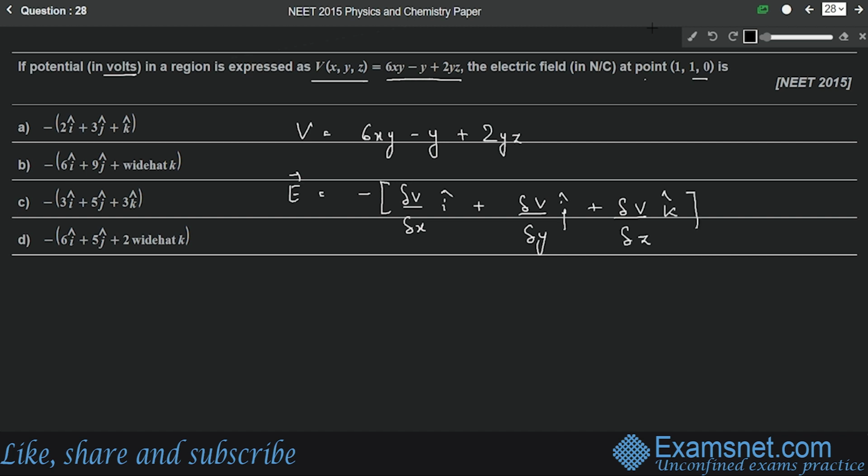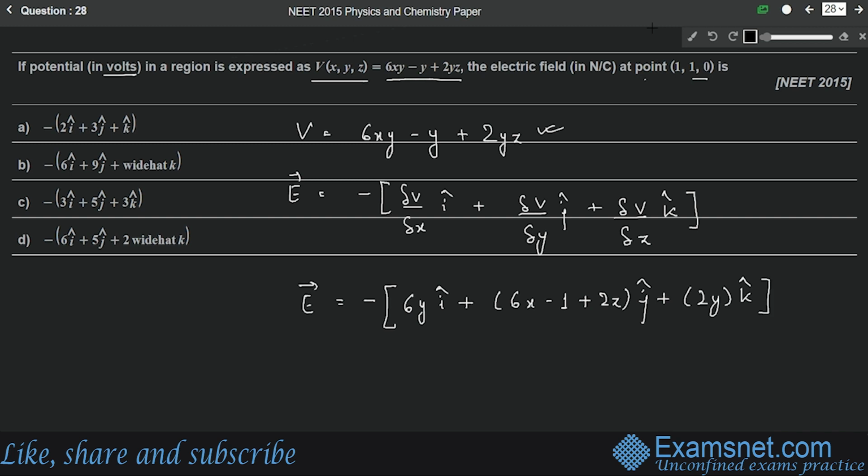Okay, so we have to do partial differentiation of the potential. Let's see: ∂V/∂x will be equal to 6y i cap, plus ∂V/∂y will be equal to 6x − 1 + 2z j cap, plus ∂V/∂z will be equal to 2y k cap. Okay, so this is the electric field.